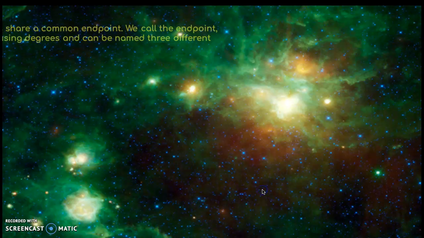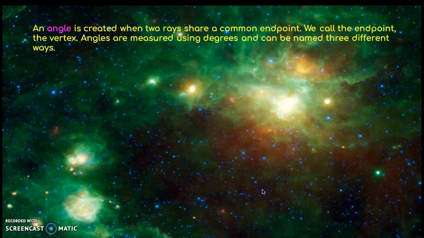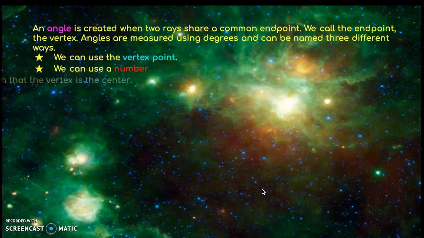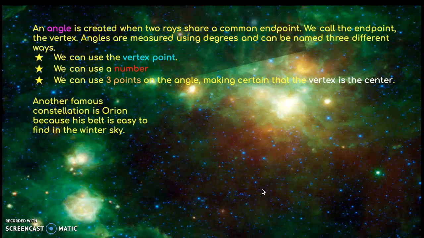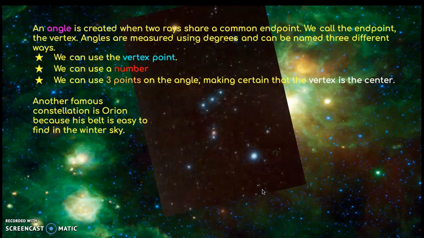Now, a lot of times we'll take 2 rays and we'll put them together and we'll give them a common endpoint. This is what we call an angle. That endpoint where they touch is a vertex. We have multiple ways that we can name an angle.